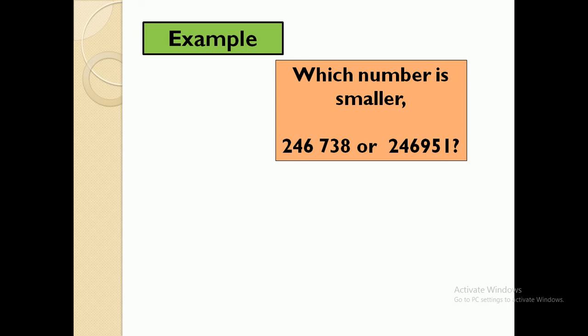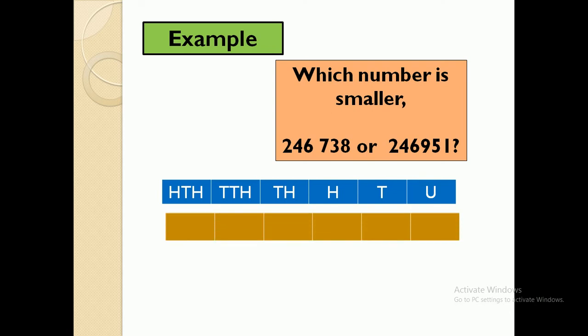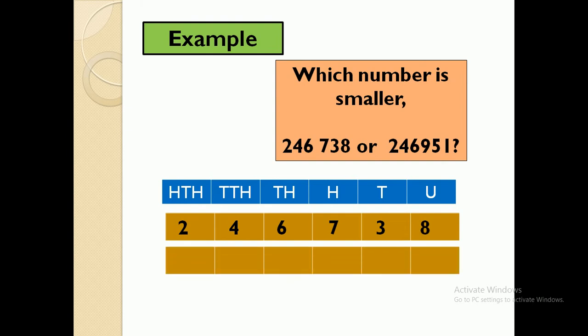First of all, we will make the place value chart and then we will write both numbers in it one by one. First of all, I will write the first value, that is 246,738. In the same way, I will place the second value in the place value chart, like 246,951.